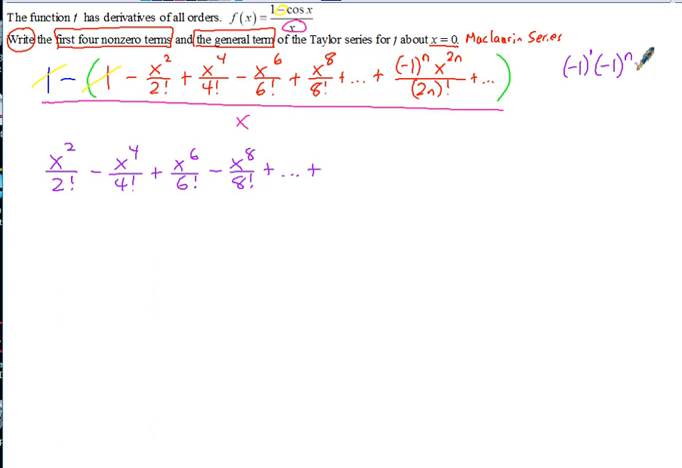Well, when you multiply, just think like x squared times x cubed gives you x to the 5th, right? And how do we get that 5? We added the exponents. The same thing would happen here, so that would give you negative 1 to the 1 plus n, or n plus 1. So that's what our form is going to look like now, negative 1 to the n plus 1, and then x to the 2n over 2n factorial. So that would be our first 4 non-zero terms and general term if we just had 1 minus cosine x.